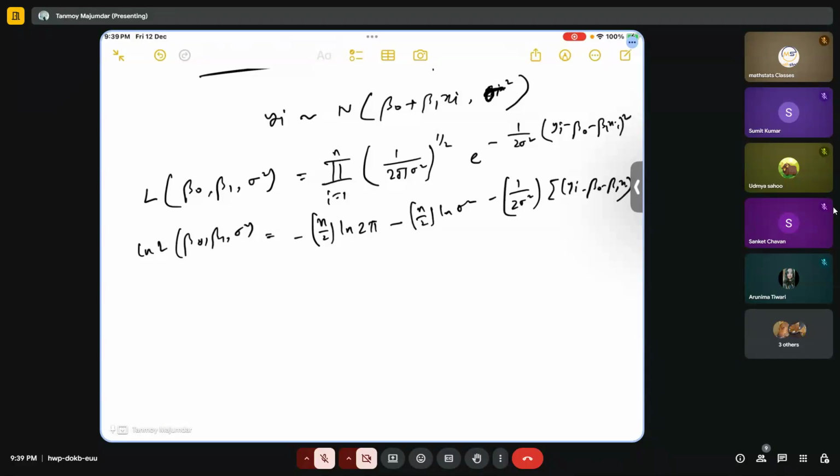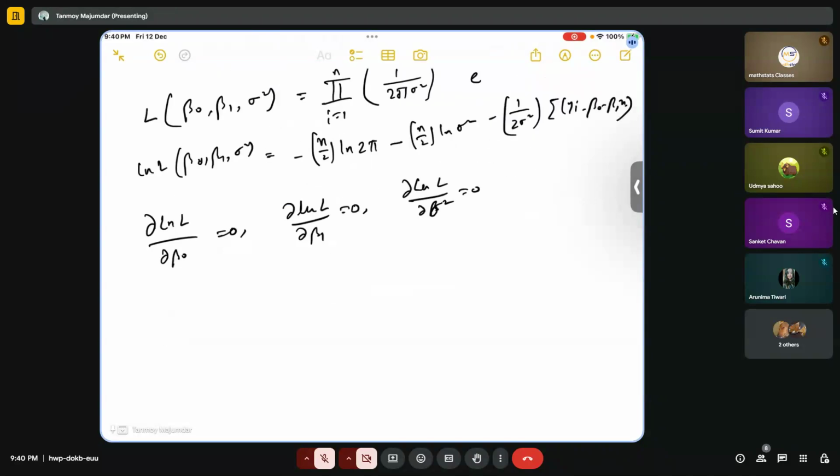Now we have the log likelihood function, and we have to find the estimates of beta naught, beta 1 and sigma square. So we are going to take the derivative: del ln L by del beta naught equating with 0, del ln L by del beta 1 equating with 0, and del ln L by del sigma square equating with 0. After taking these three equations, we will get the maximum likelihood estimates of beta naught, beta 1 and sigma square.